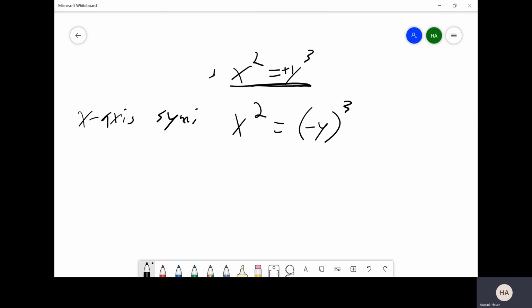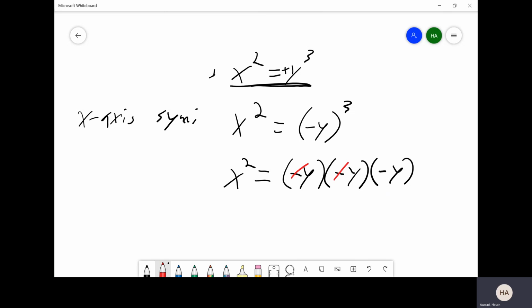Okay, so what happens when we cube a negative number? Well, we know that this is the same thing as x squared is equal to negative y times negative y times negative y, right? And we know that negatives cancel in pairs, so we cancel like that, and we're left with one negative remaining. So we're left with x squared is equal to one negative on the outside, and then y times y times y is, again, y cubed.